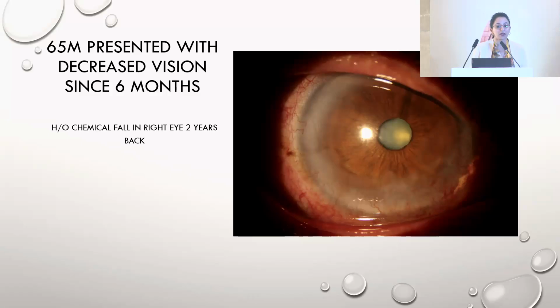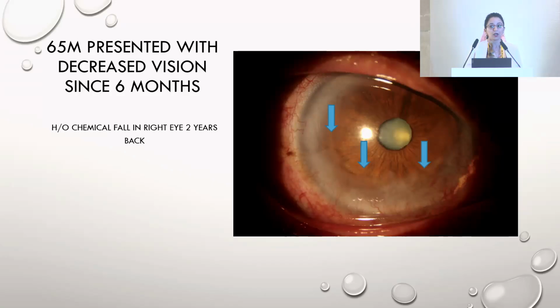A 65-year-old male presented with decreased vision since 6 months. He had a history of a chemical fall in the right eye 2 years back. He came to us for cataract, and as you can see, the cataract is fairly visible. But I saw these things at the limbus, and I corroborated the history that there has been some chemical fall.